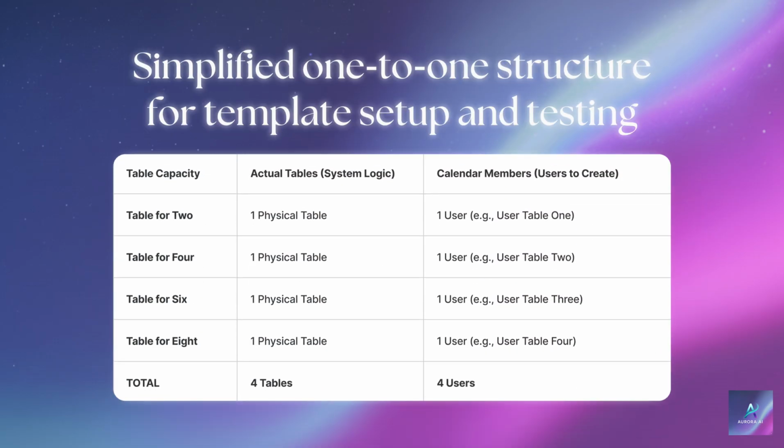To make this clear, here are 2 quick examples. For our template setup and testing, we use a simplified 1-to-1 structure. 1 table for 2 equals 1 user. 1 table for 4 equals 1 user. 1 table for 6 equals 1 user, and 1 table for 8 equals 1 user. This gives us 4 total tables for testing.